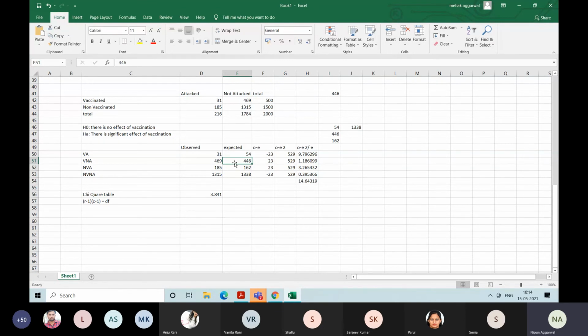So in that way, you can calculate the expected frequencies, and then you will take the respective steps to determine whether the null hypothesis is accepted or rejected. In our particular case, chi-square calculated comes out to be 14.63 and the table value is 3.841. As the calculated value is greater than the table value, we reject our null hypothesis. So that means there is a significant effect of the vaccination in preventing the disease.